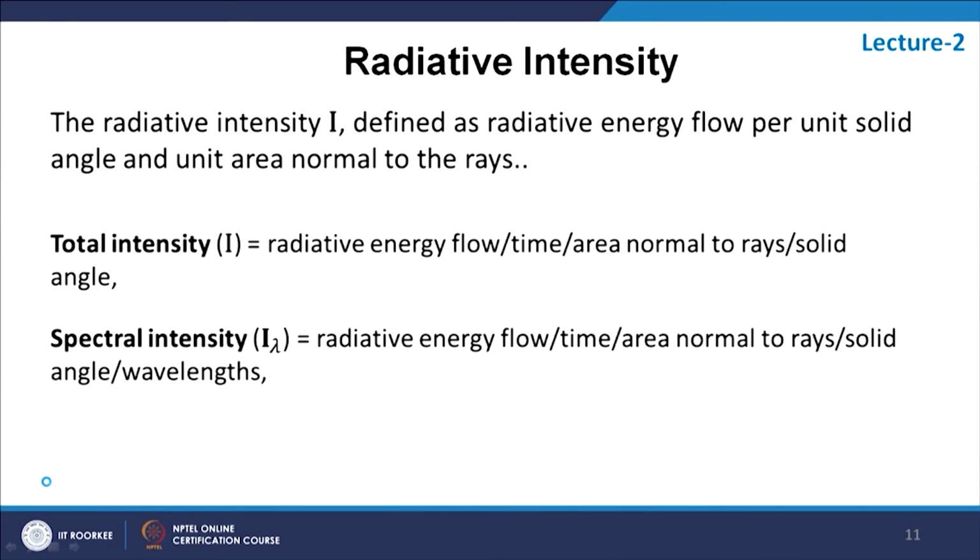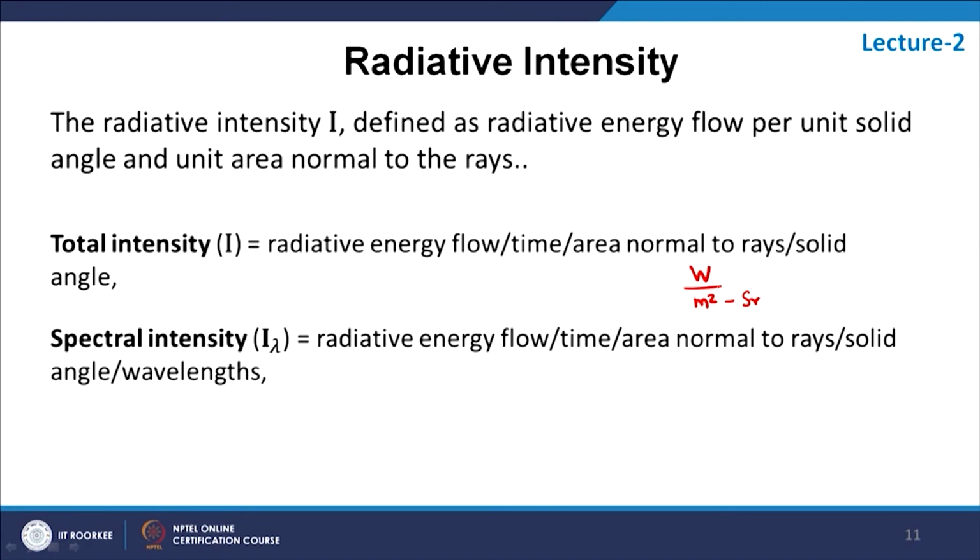It gives you the total amount of energy emitted per unit area, but it does not give you how much energy is emitted in a given solid angle. So, to include the effect of solid angle, we define what we call radiative intensity. Radiative intensity is the energy emitted per unit time per unit area in a given solid angle, that is watt per meter square and per unit solid angle, steradian. So, intensity will have units watt per meter square per steradian.